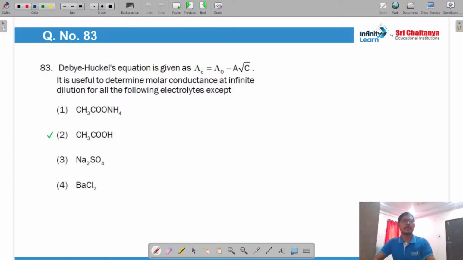Debye-Huckel equation is applicable only for strong electrolytes, because for them the variation of molar conductance with the square root of concentration is a straight line. Okay, so being salts, these are strong electrolytes, but this is a weak acid, so not applicable. That is the correct answer.